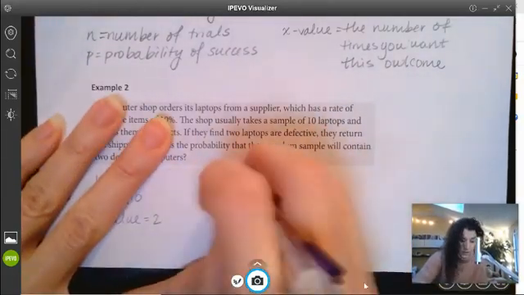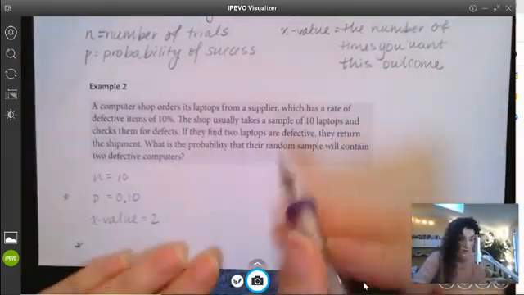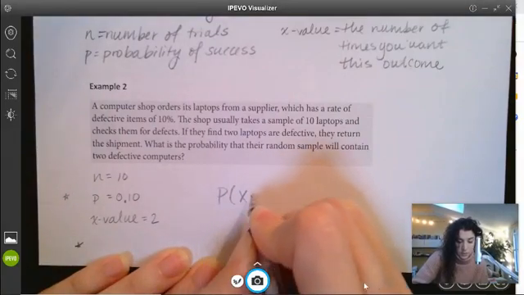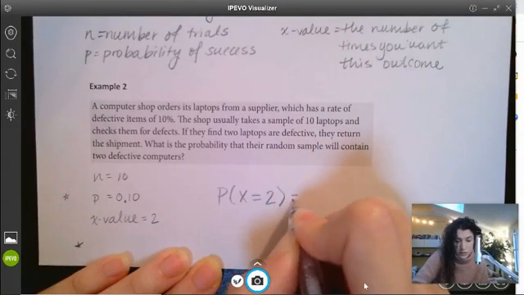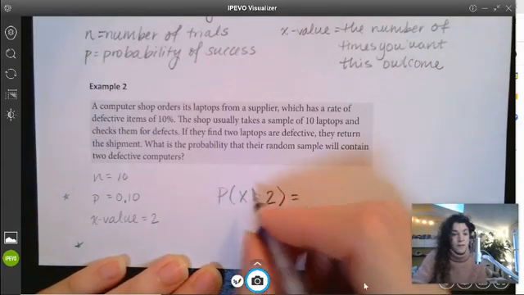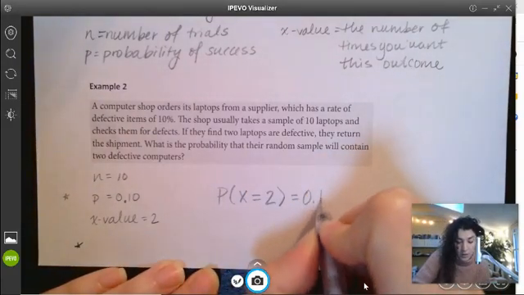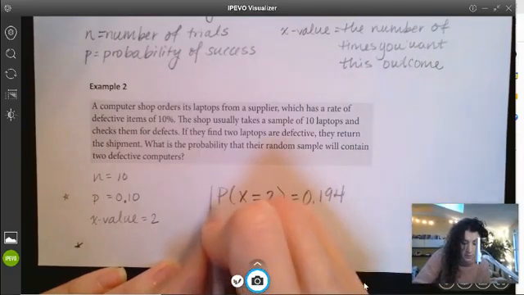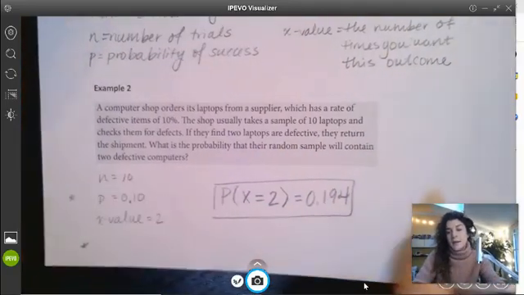Let me write this out in official terms, since you're still getting used to that. The probability that the number of outcomes that we're looking for is 2 is 0.194. All right, back page.